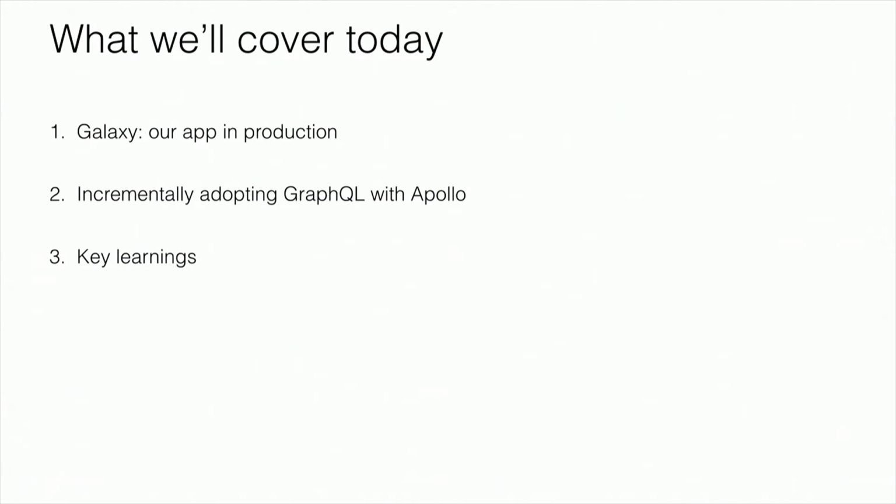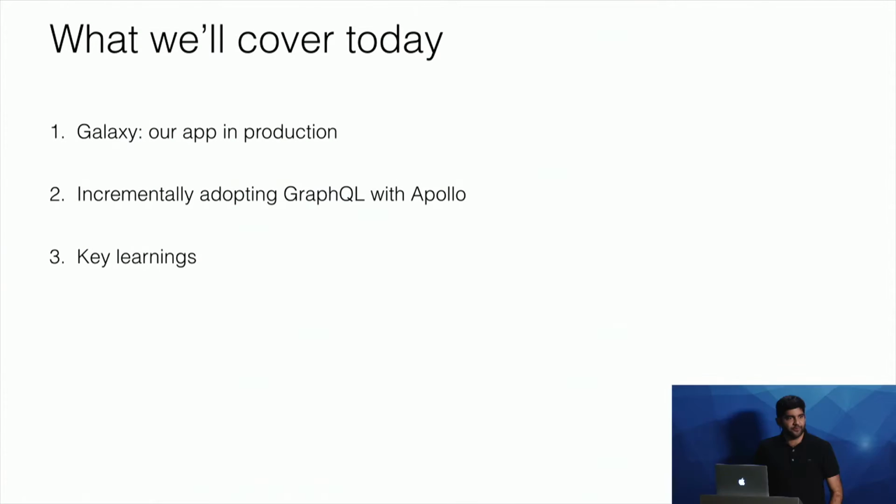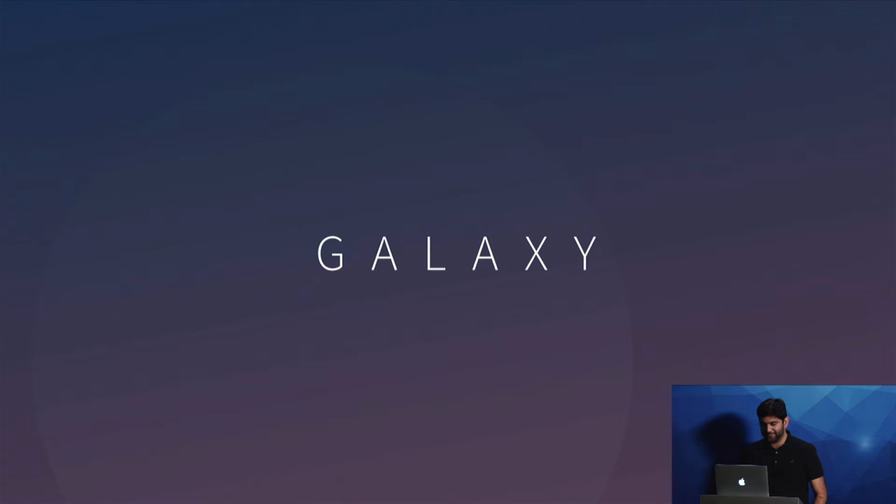And what I'll talk about today is our production app, Galaxy, and then go into how we incrementally adopted GraphQL, why we did it, why it was important, what it helped us enable and accomplish with Galaxy, and then how incrementally adopting it with Apollo was really useful in rolling this out to production, and then share key learnings that we had with the app and with our experience. So let's start with Galaxy.